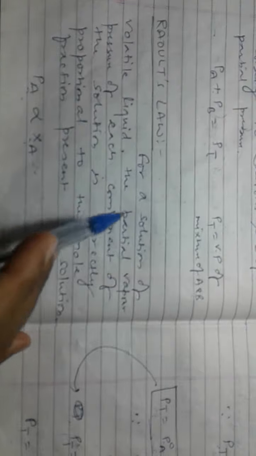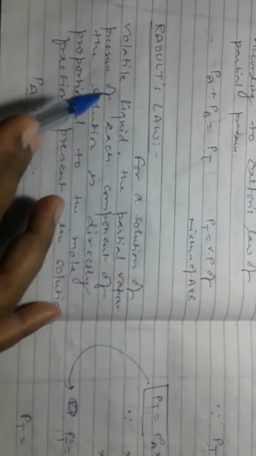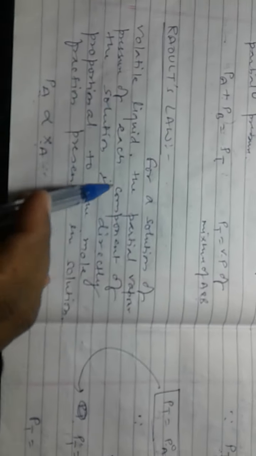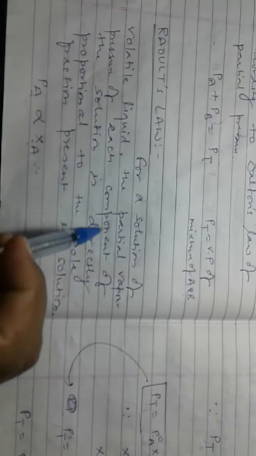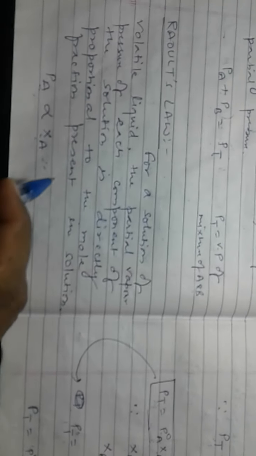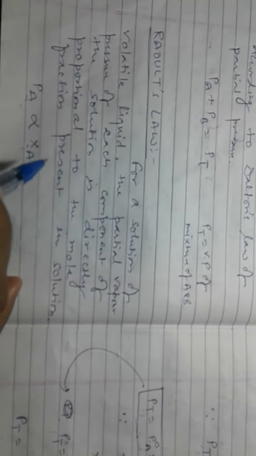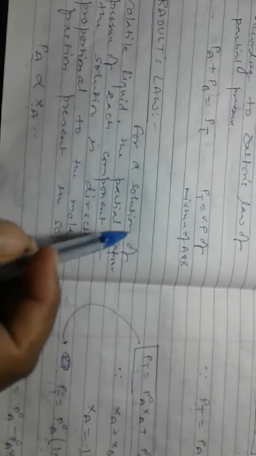Once again, this Raoult's law is for a solution of volatile liquids. The solution must contain two or more component liquids that should be volatile in nature. The partial pressure of each component of this solution is directly proportional to the mole fraction present in the solution. So in the board examination, this statement of Raoult's law is also asked, and depending upon this formula, the numerical is asked.